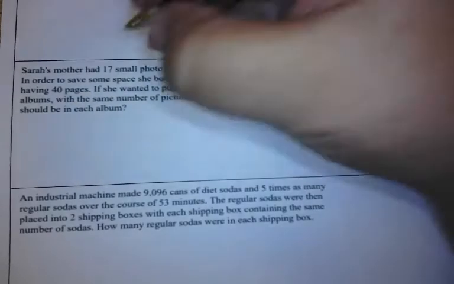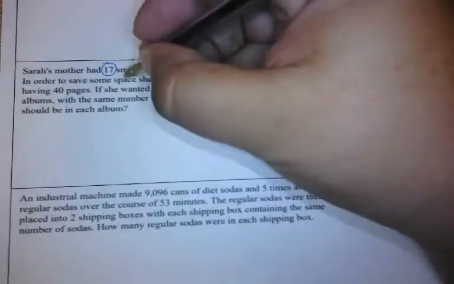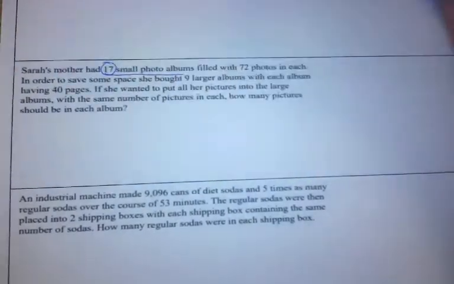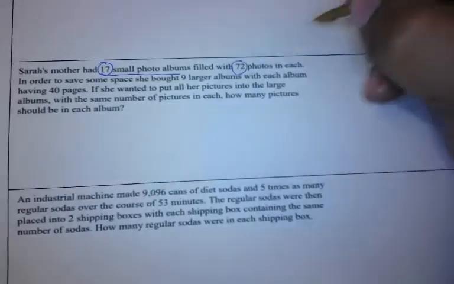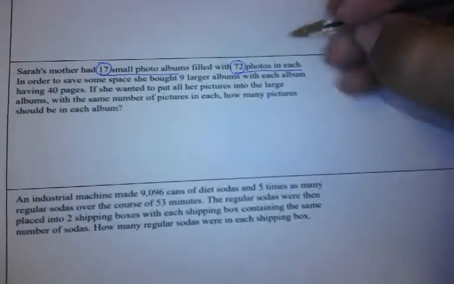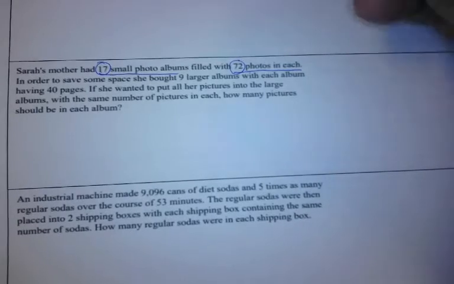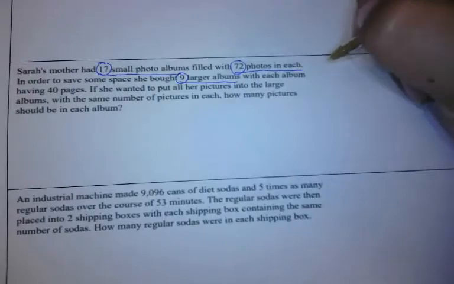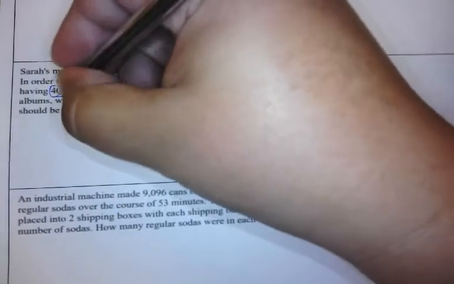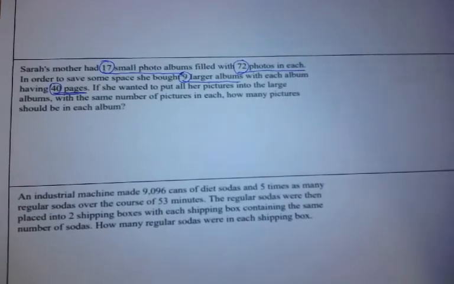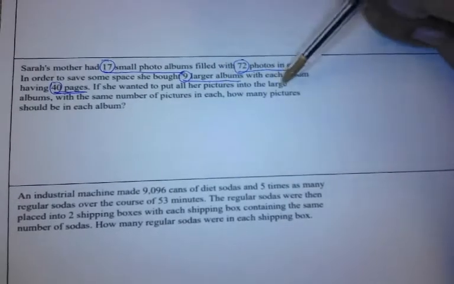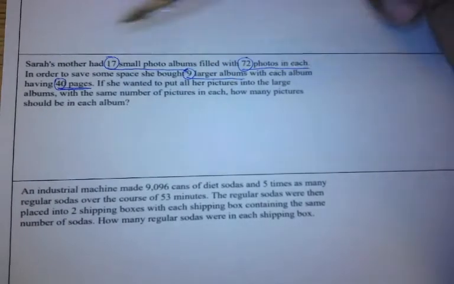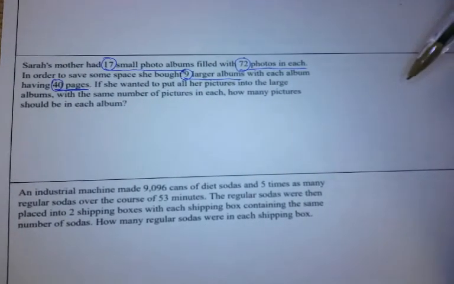My first step is I want to circle all these numbers and then connect them to what they represent. So 17 small photo albums and then 72 photos in each, sorry. Then she bought 9 larger albums with each having 40 pages. Okay? If she wanted to put all her pictures into the large album with the same number of pictures in each, how many pictures should be in each album?